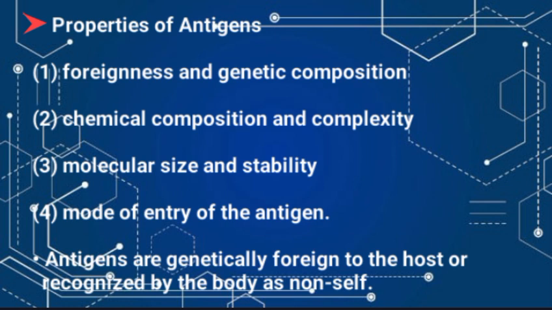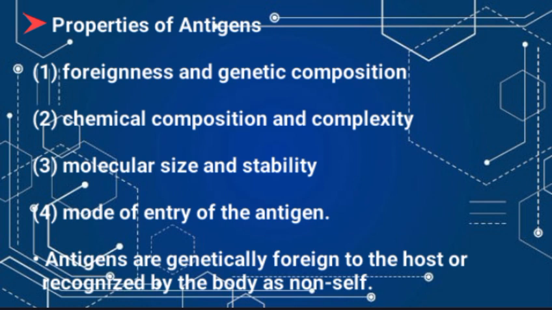Second is the chemical composition and complexity. Antigens with a more complex chemical structure are more likely to be immunogenic. This is because the immune system can recognize complex patterns and structures more easily. Proteins and large carbohydrates, which have diverse and intricate structures, are generally more immunogenic than simpler molecules like lipids.